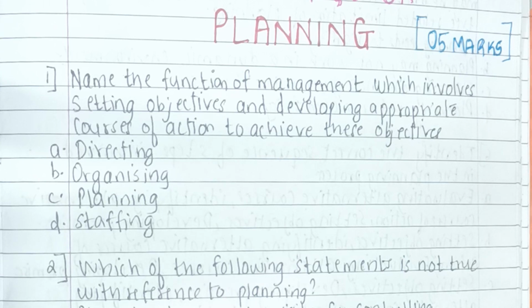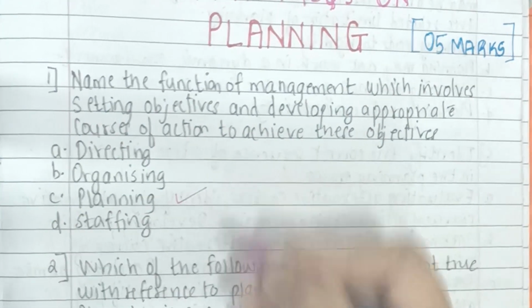So the first function of management starts with planning, and it is in this function that we decide the objectives we need to achieve, and accordingly we develop appropriate courses of action to achieve those objectives. So here our right answer is C, that is planning.